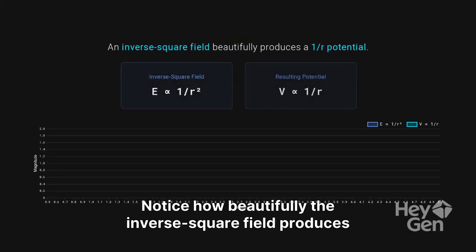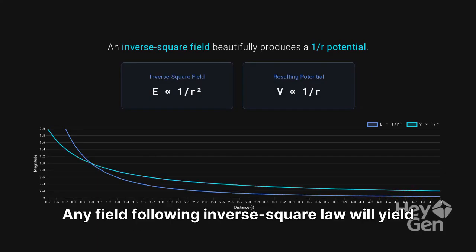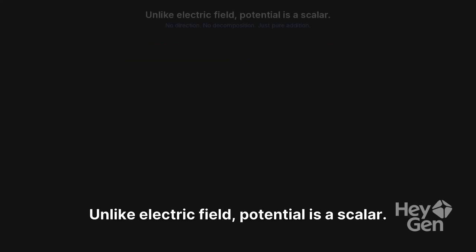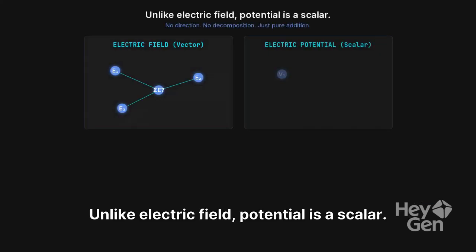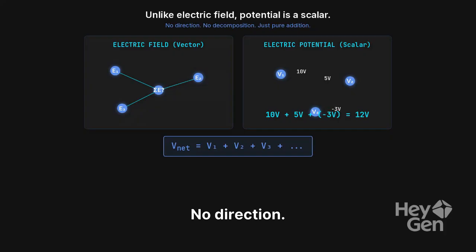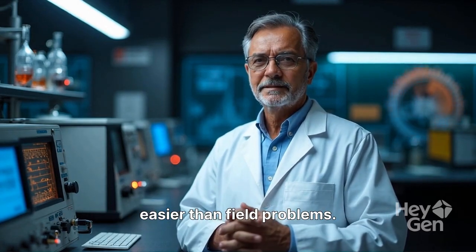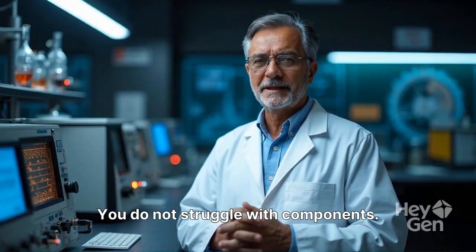Notice how beautifully the inverse square field produces a 1/r potential. Any field following inverse square law will yield similar form. Unlike electric field, potential is a scalar. Hence, V_net is equal to V1 plus V2 plus V3 plus so on. No direction, no decomposition, just pure addition. This is why potential problems are often easier than field problems. You do not struggle with components.